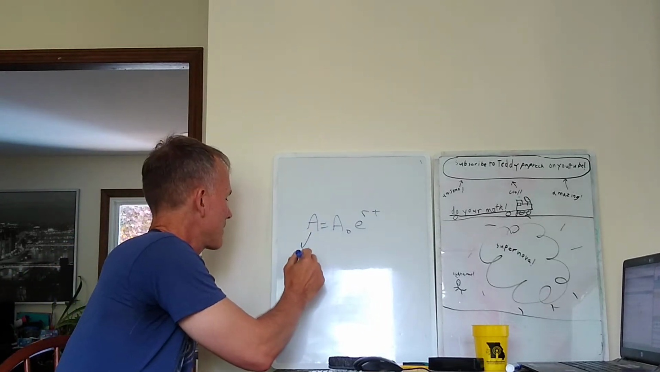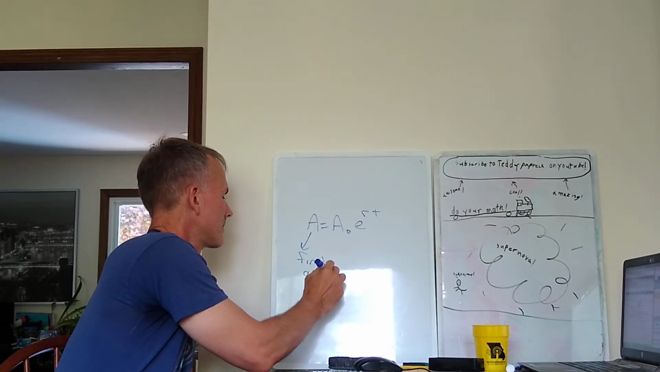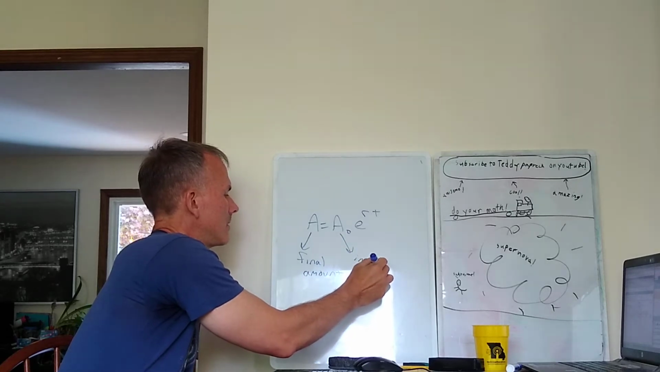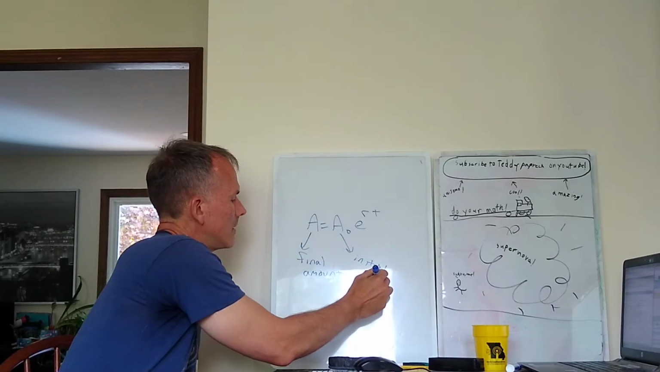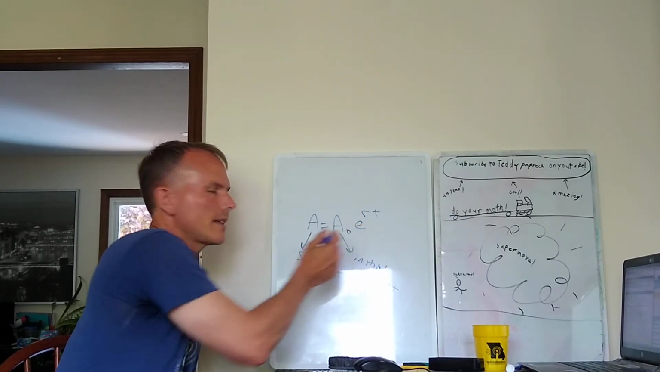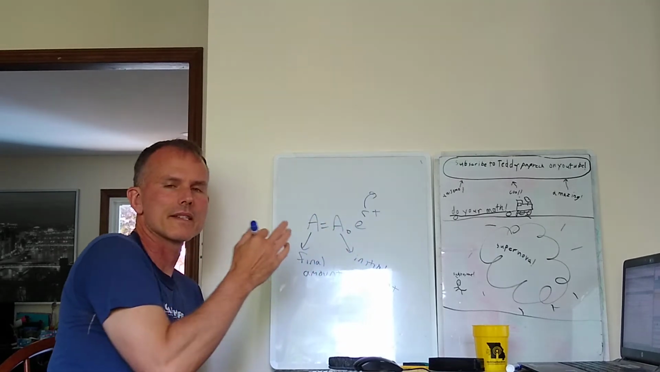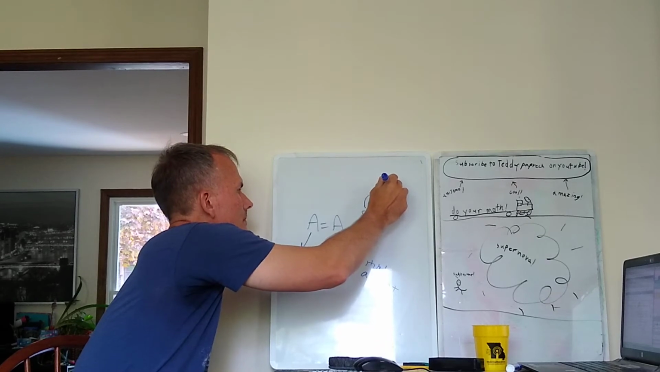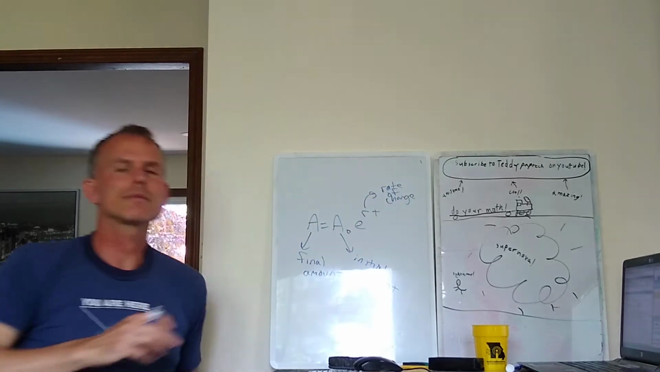This is A right here, that represents the final amount. This is the initial. E is the number E. R is either the growth rate or the decay rate. So I'm just going to write rate of change. And it's written as a decimal.